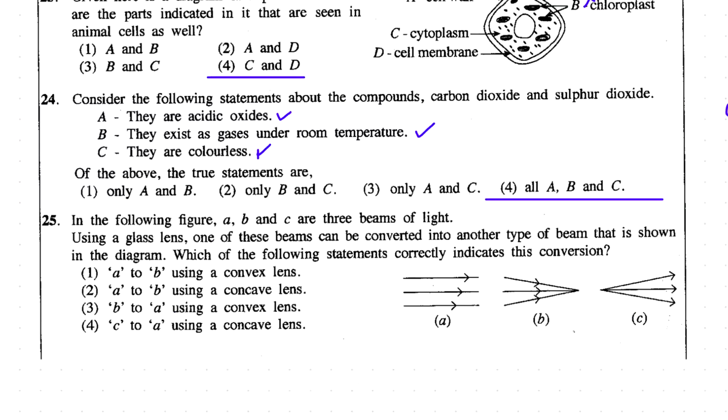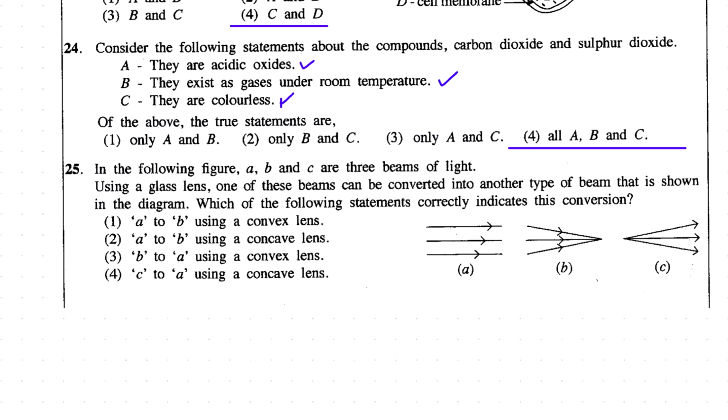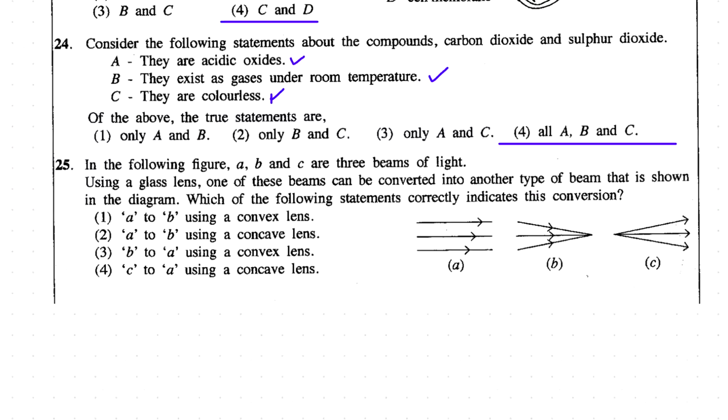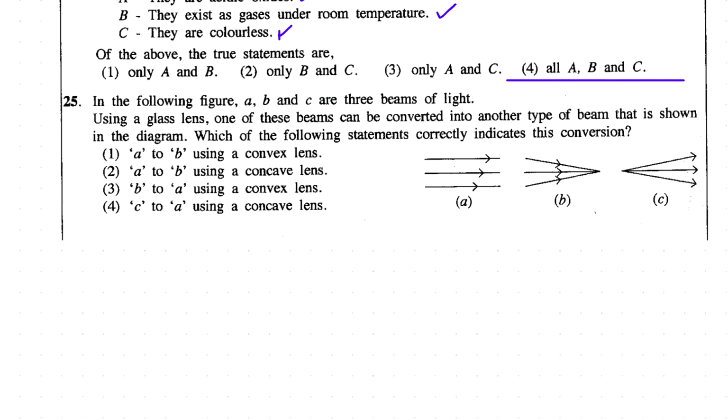In the following figure, A, B, and C are three beams of light. Using a glass lens, which one of these beams can be converted to another type of beam? A to B using a convex lens. A is parallel light rays. B is converging. A convex lens can converge these rays.